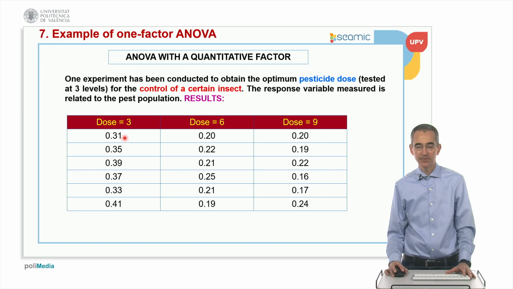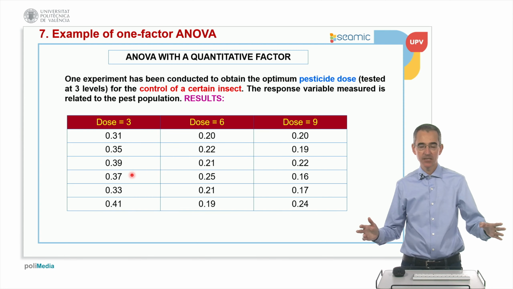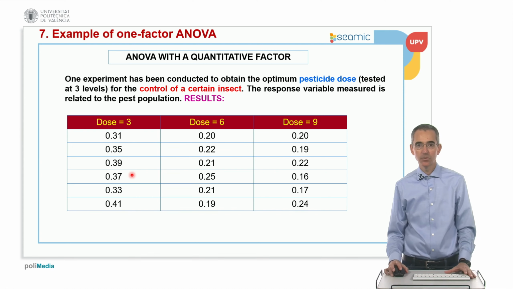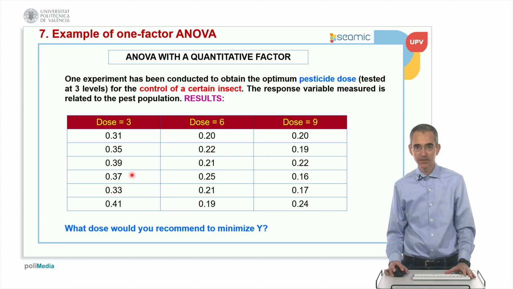So we test dose equal 3, 6, and 9, which means 3, then double the dose and triple dose. Imagine that we have different replicates or repetitions. The value is related with the amount of the pest after the treatment. So we want this value to be as low as possible. What dose would you recommend to minimize the insect population?